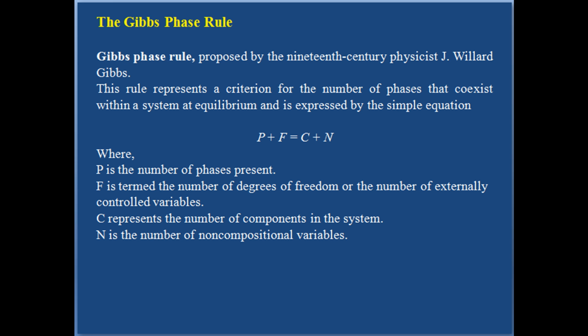The parameter C represents the number of components in the system. Components are normally elements or stable compounds, and in the case of phase diagrams are the materials at the two extremes of the horizontal compositional axis. And finally, N represents the number of non-compositional variables, for example temperature and pressure. This is all about the Gibbs phase rule.